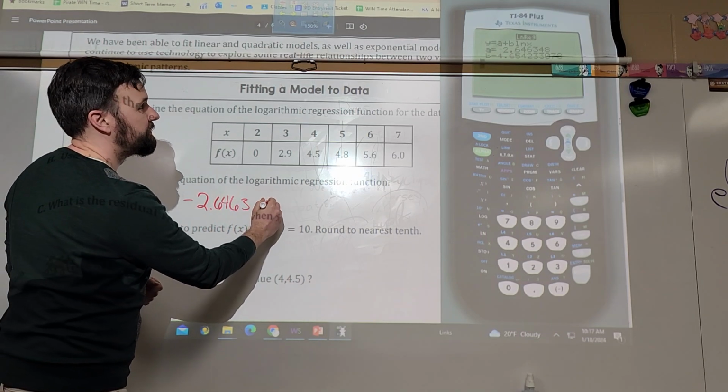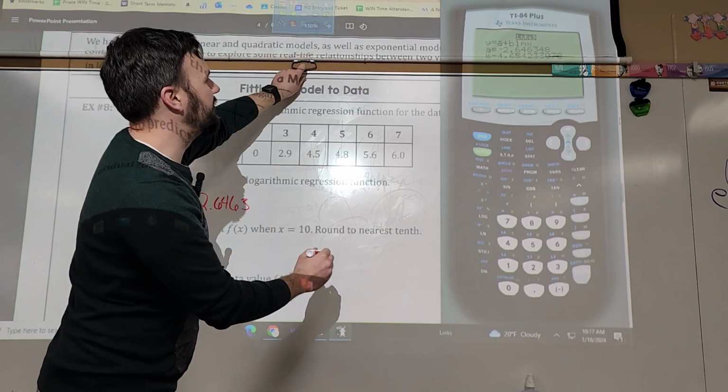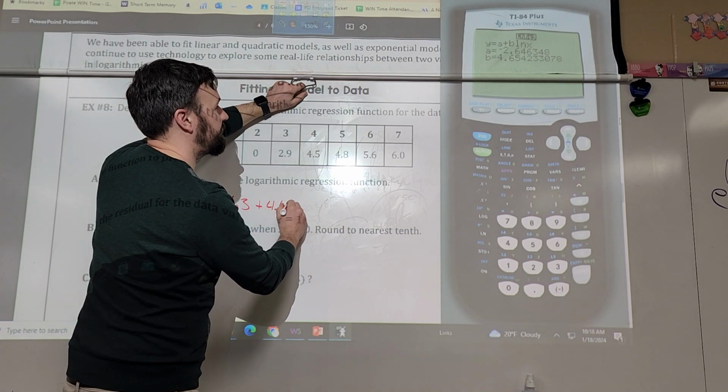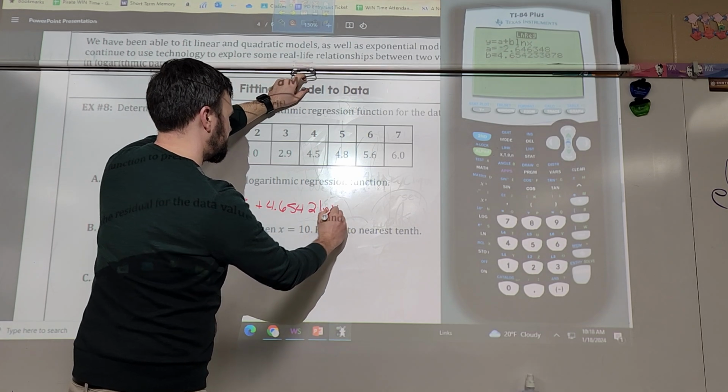So my equation is negative 2.6463. And that'd be a minus, right? Wait, is it? There it is. It'd be a plus 4.6542 natural log of x.